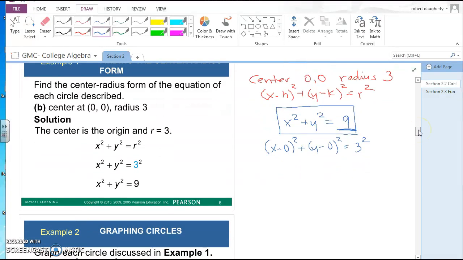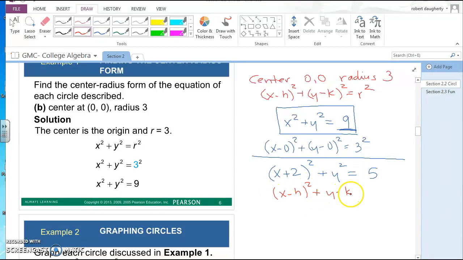So it's the square root of that number. Let's say, for example, what if I had something like this? (x + 2)² + y² = 5. As many times as I can to help myself, I'm writing (x - h)² + (y - k)² = r². It tells me the center is going to be at -2, 0. So that's the center of this circle, and then the radius is going to be the square root of 5.